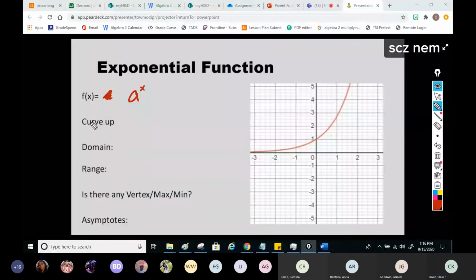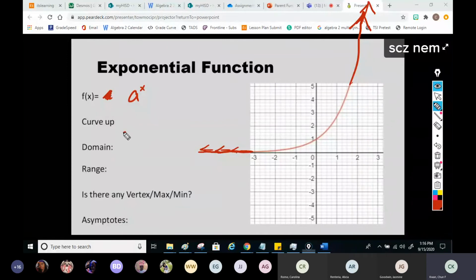And the characteristic is it curves up. It will go up like this, and it will keep going to the upper right forever. It will never stop. And down here, it will keep on going closer and closer to 0, but it will never be 0. Okay, just like before. So let's talk about the domain and range.